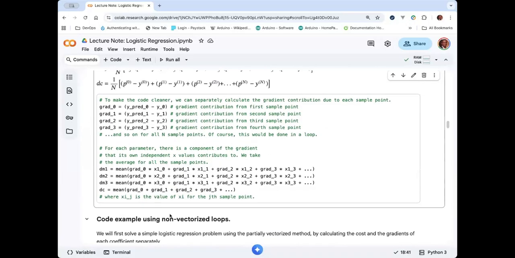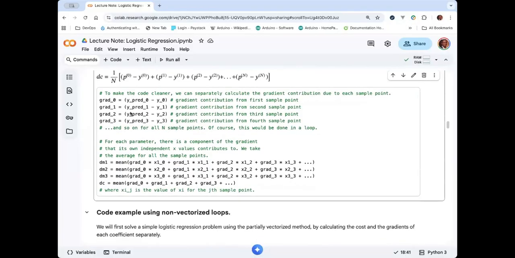Okay, so are there any questions so far? So to now do the logistic regression, it's easy when you're writing code to make your code cleaner for you to write each gradient. So for each data point, you calculate the gradient, which is y pred minus y0, which is p minus y0, right? Which is y hat minus y0, all the same thing, right? So for each sample point, you calculate it separately.